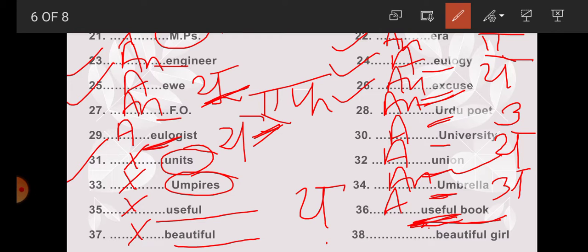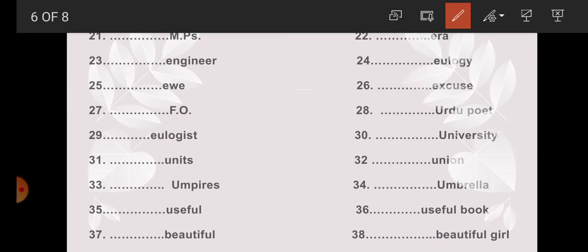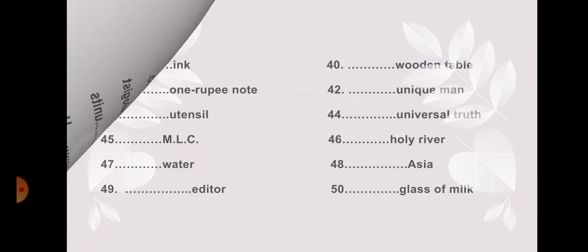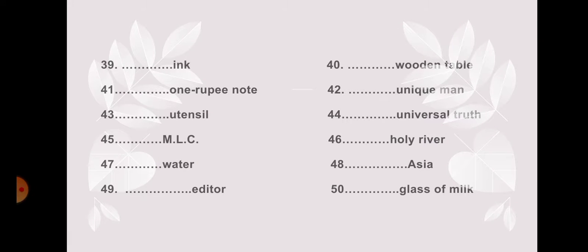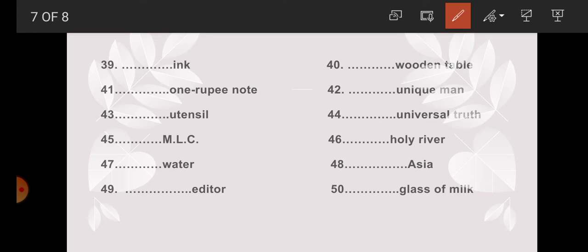Now next one, 38 again, beautiful girl. Beautiful starts with the "ba" sound. So "ba" is which sound? Consonant sound. So write a. Now student, question number 39, dash ink. Student, we all know that ink is what? Uncountable noun. So before an uncountable noun we can't put any article.